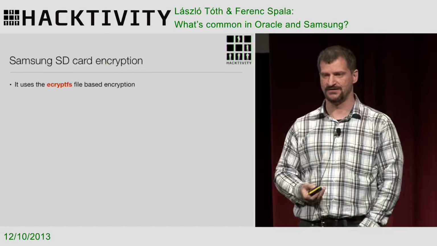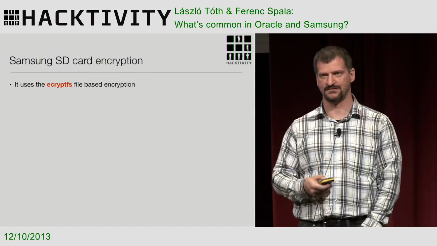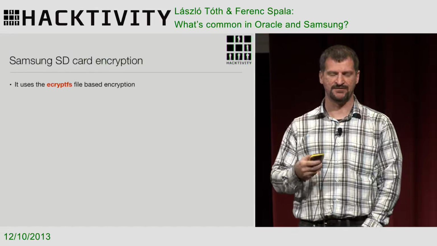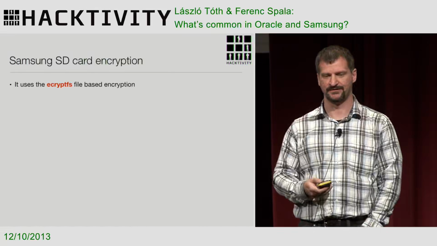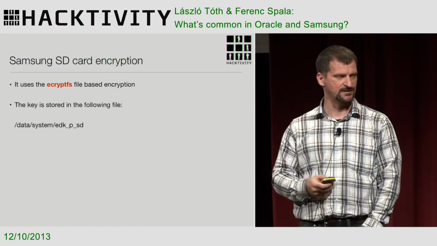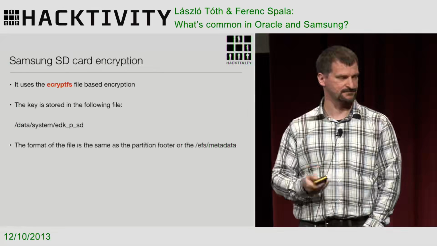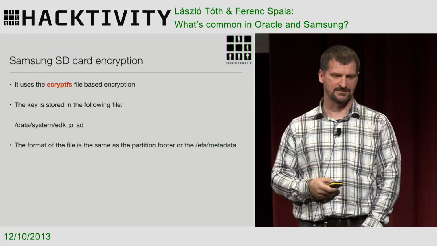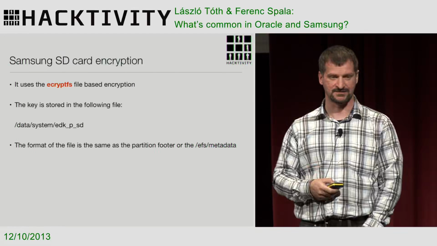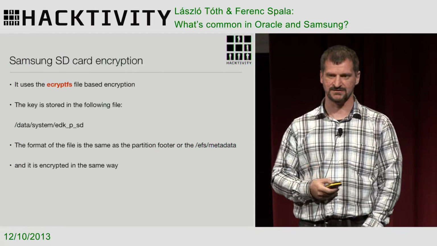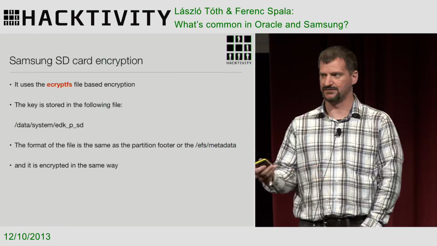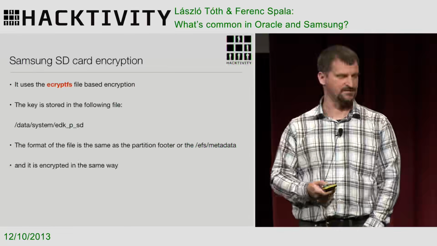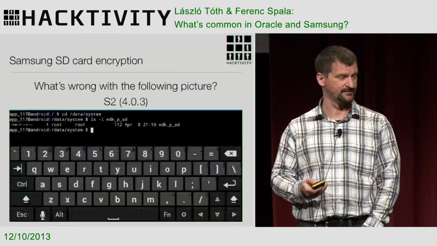It uses the well-known eCryptFS file system. It's the file encryption engine. Every file is encrypted separately. The encryption key is stored in this file. The format is the same as in the case of S2 and S3. The same algorithm is used, so the same John the Ripper code can be used to crack it. So it's boring, and we are not demoing this one.